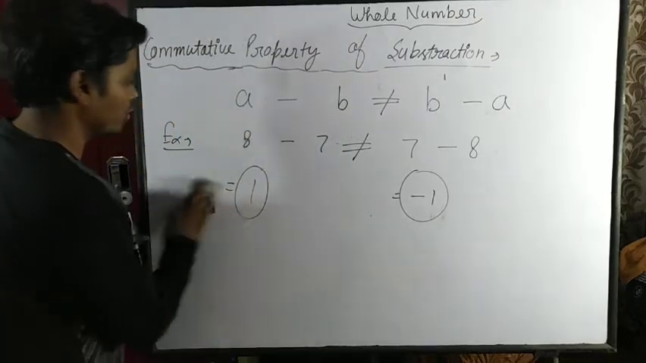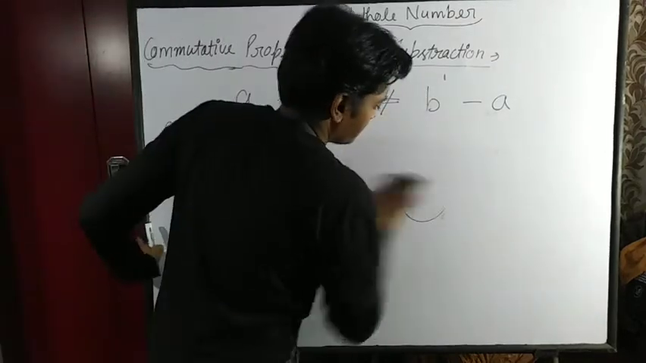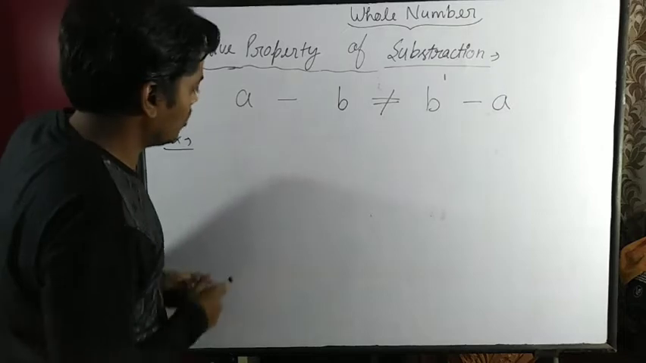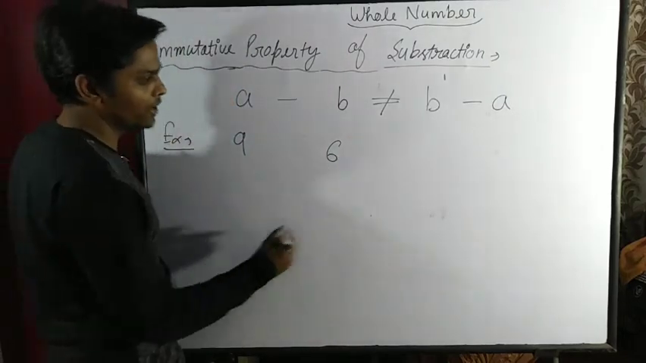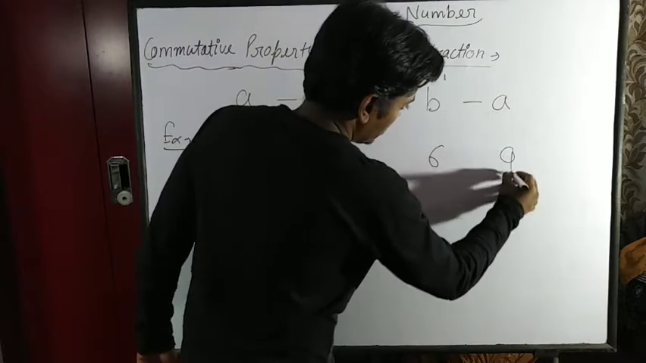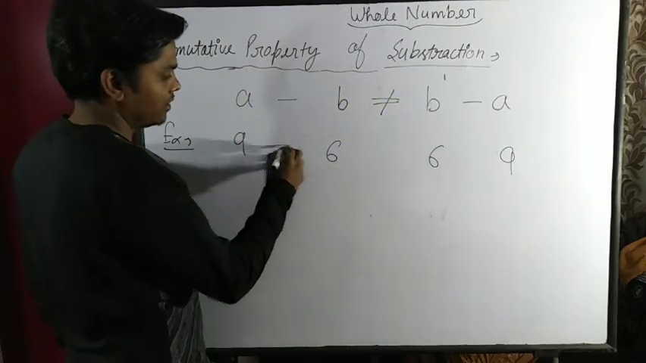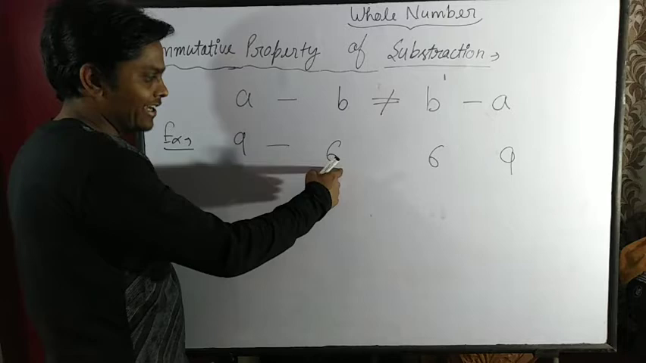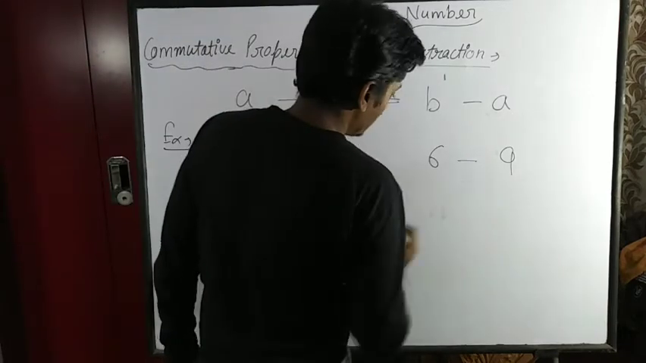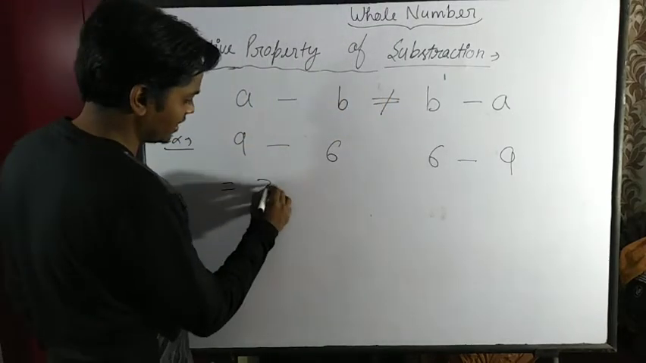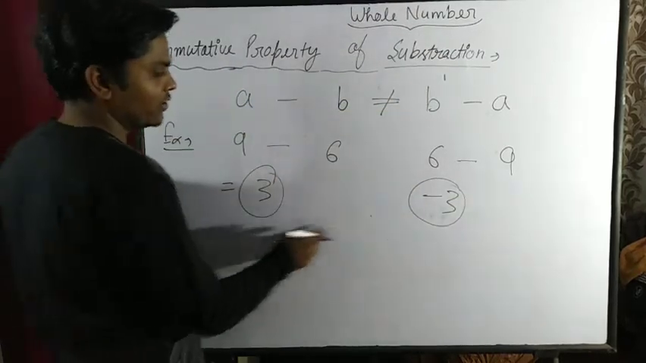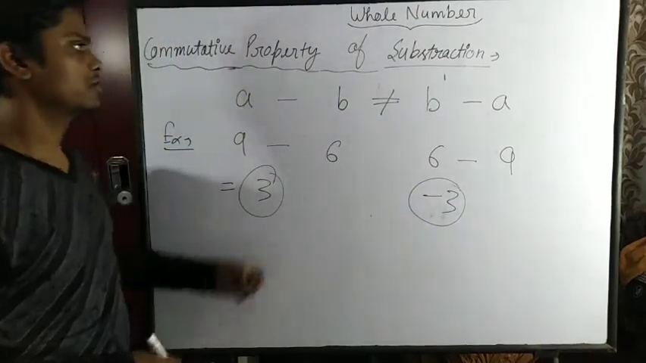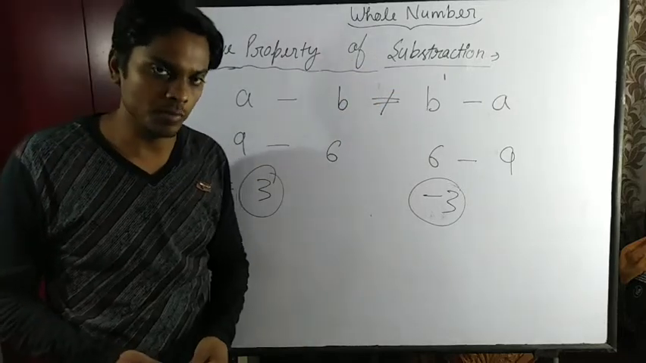We will understand one more example. One more example is 9 and 6. We have two whole numbers, and here we just change the order: 9 minus 6, and this one is 6 minus 9. From here we get 3 and from here we get minus 3. This one is a positive value and this one is a negative value. That means subtraction is not commutative.